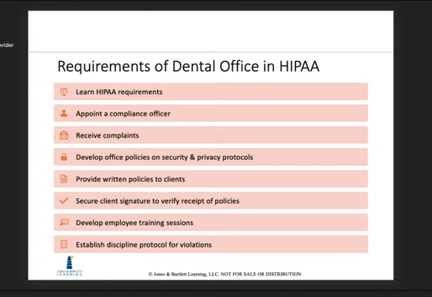Right? So we are also required to learn HIPAA requirements, appoint a compliance officer, which is your instructors in our clinic setting, and receive complaints. We have a method for that with patient surveys. We have office policies on security and privacy protocols. We have written policies for our patients, which are up front. We have a secure client signature to verify receipt of policies.